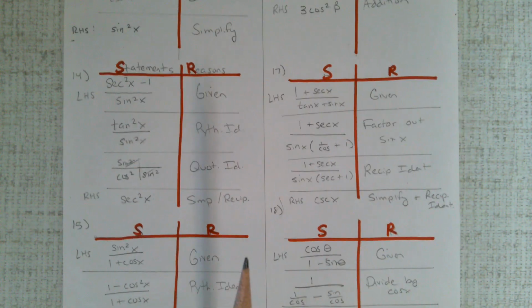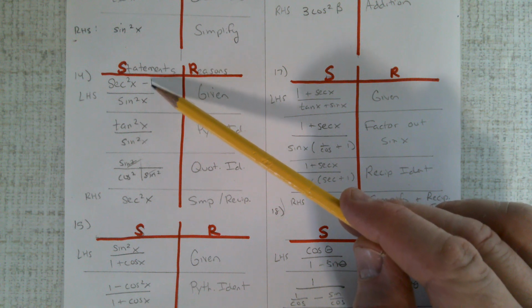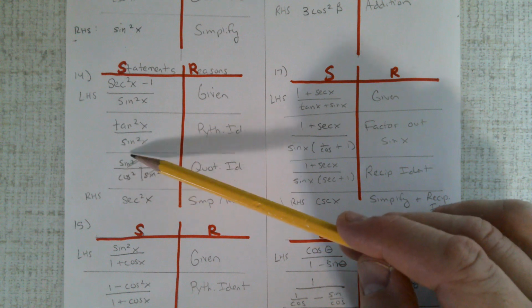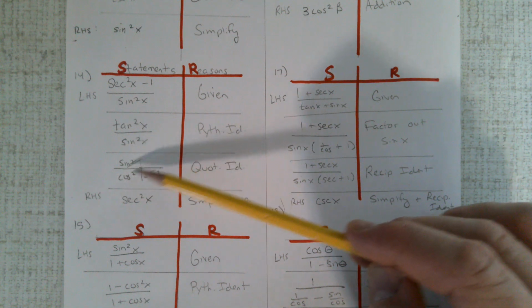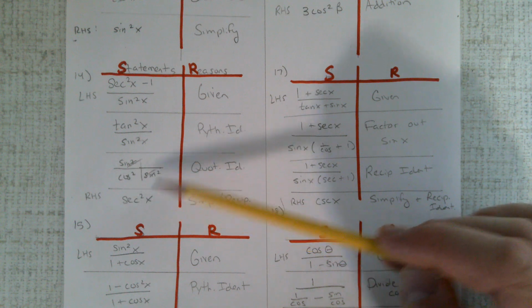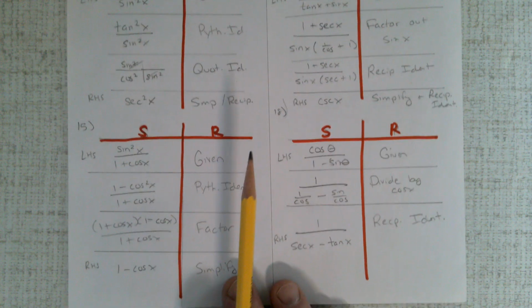Number 14, I have secant squared. Well, that should be a Pythagorean identity. That's tangent squared. And again, very similar, tangent is sine over cosine. Now this time the sines go away. I'm left with cosine, and if I write cosine as a single function, it's just secant squared. So you'll see a lot of the same steps.